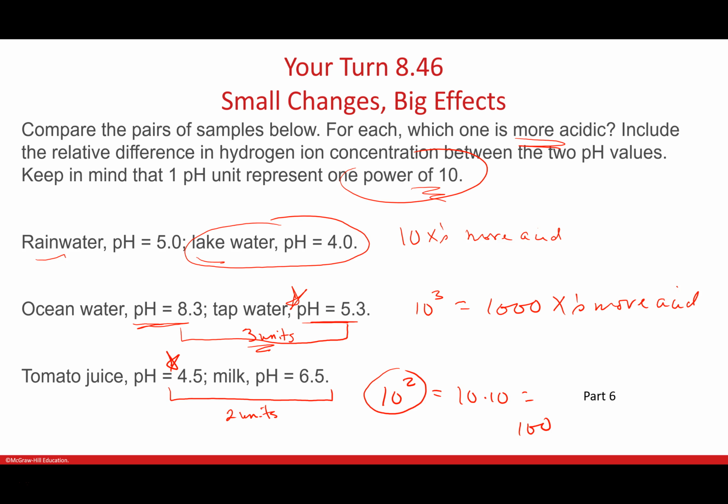So 100 times. So in this case, tomato juice is 100 times more acidic than milk.